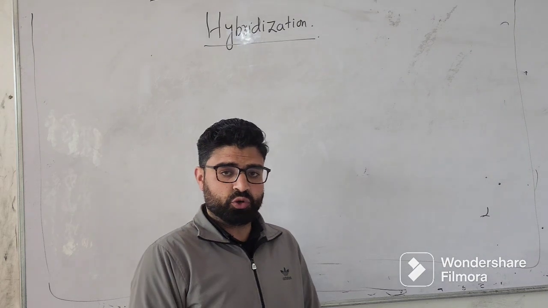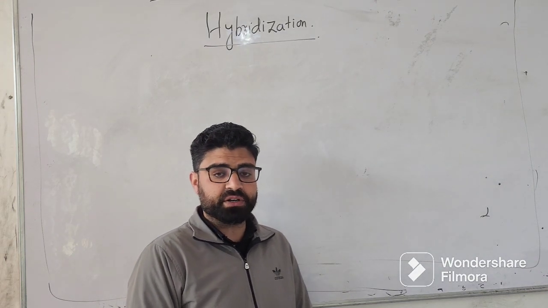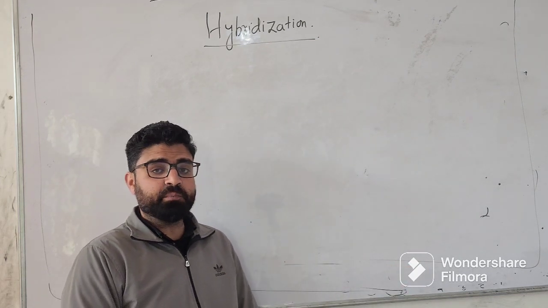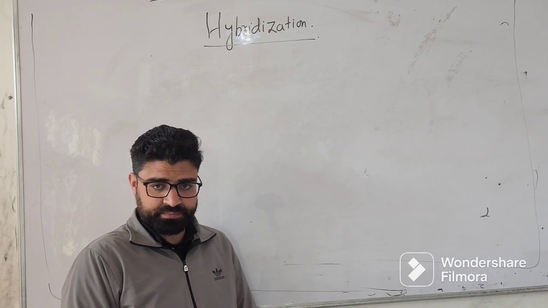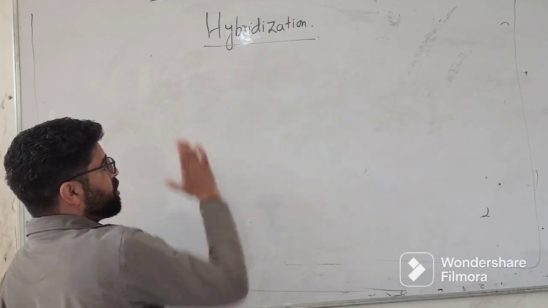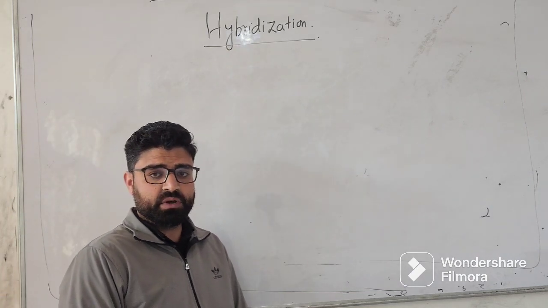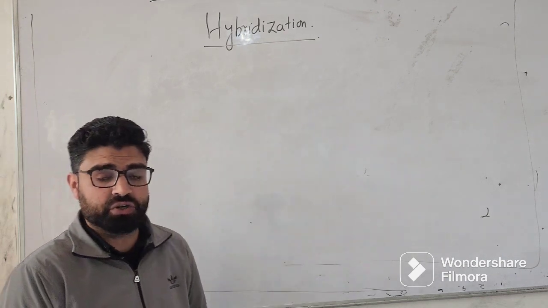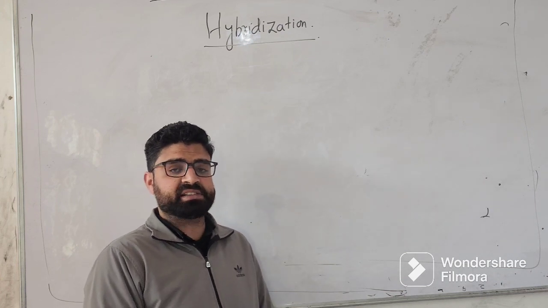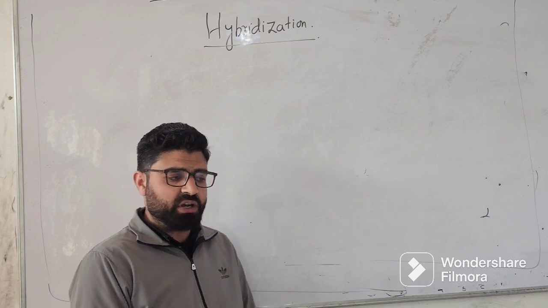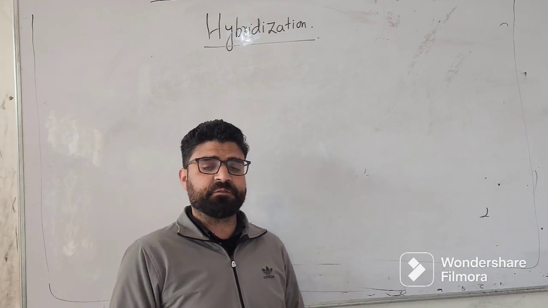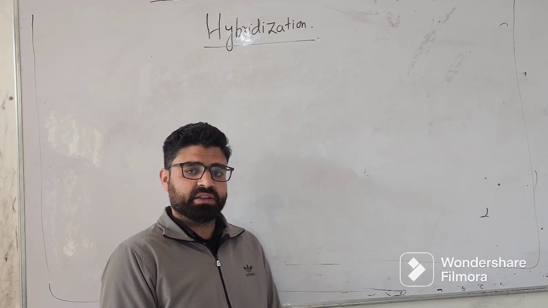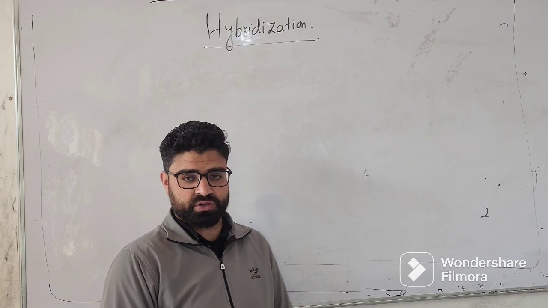Hello students, today we are going to discuss a very important concept of chemical bonding, that's hybridization. It is a very important concept in the whole of inorganic chemistry. Now, before defining hybridization, we will first try to understand why the concept of hybridization was introduced. We have already studied valence bond theory. Actually, hybridization is the advanced form of valence bond theory.